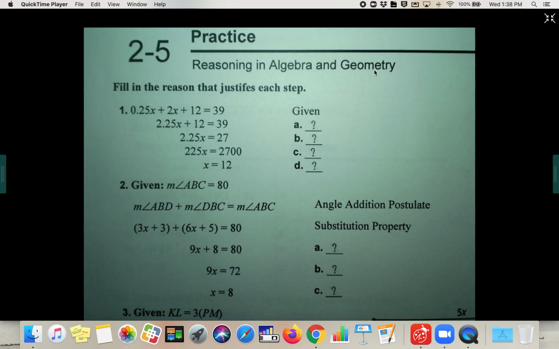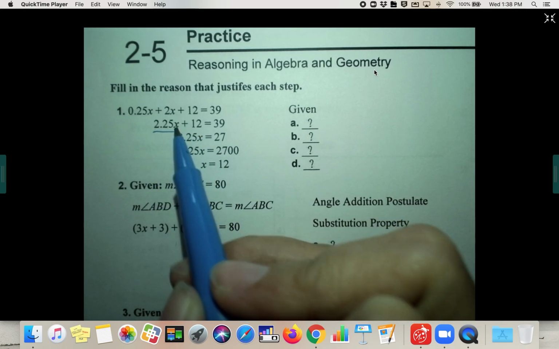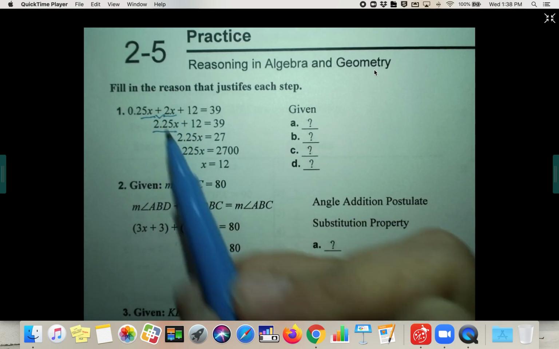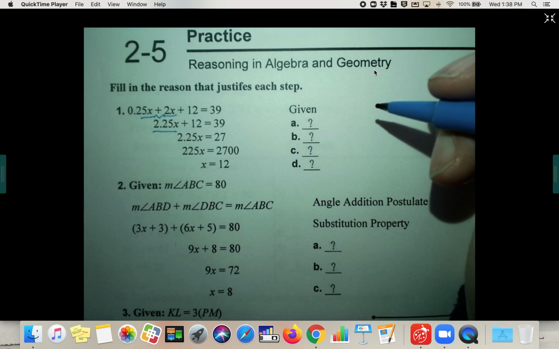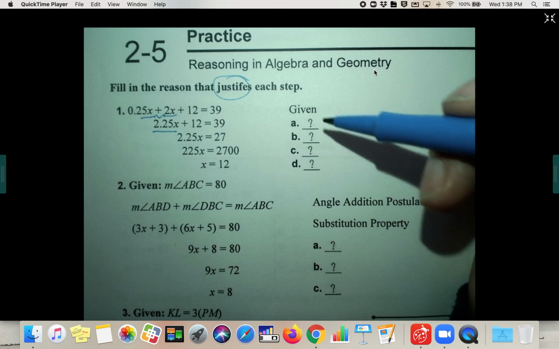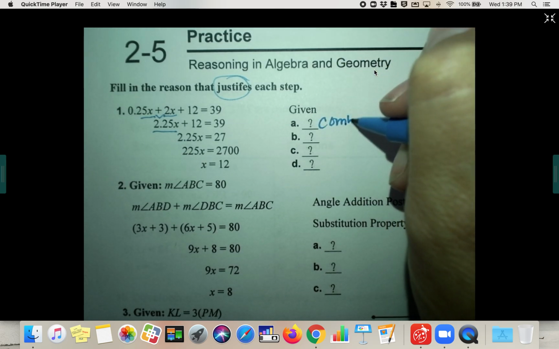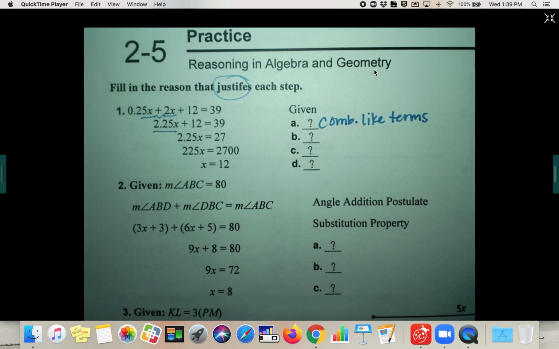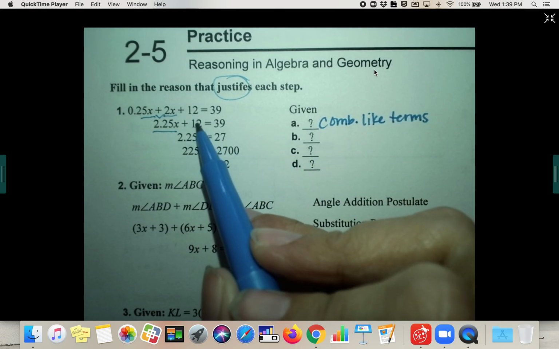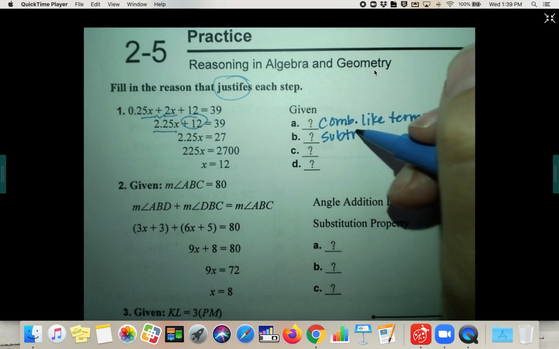So using the laws. So what they did to get here is they combined these two. Justify each step. So we're justifying each step. They're not all the laws. So to justify that step, we just combined like terms. Next, it looks like they got rid of the plus 12 on each side. They subtracted 12, so we'll say this is the subtraction property.